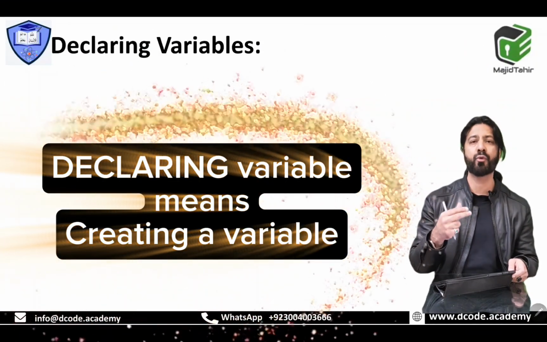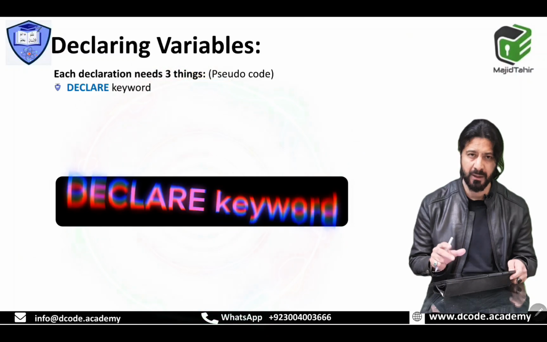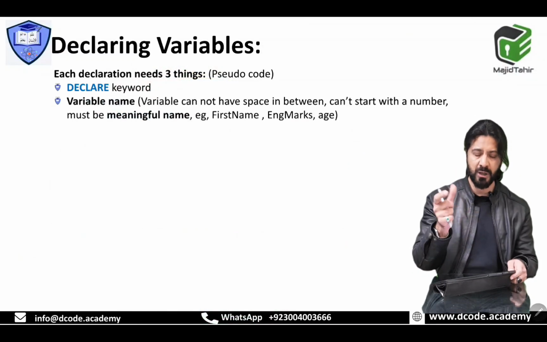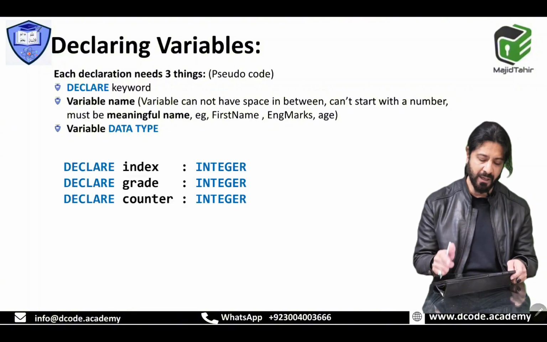All right, now we are going to talk about declaring variables. Declaring variables means that we are creating a variable. First, when we're creating a variable, the first keyword that we use is the declare keyword that tells the computer that we are creating a variable. Then the variable name is going to come, and then the variable's data type. Now declare index colon integer, declare grade colon integer, declare counter colon integer.